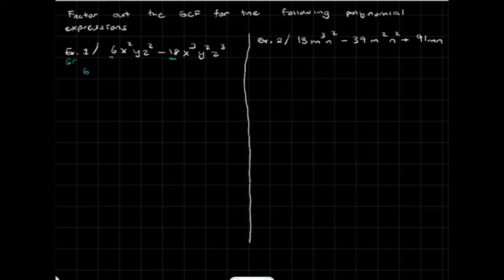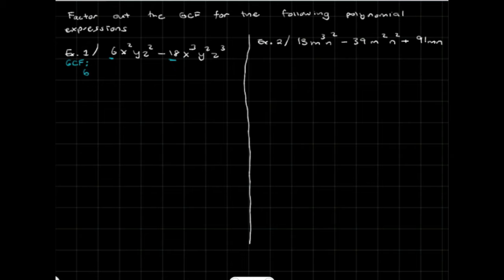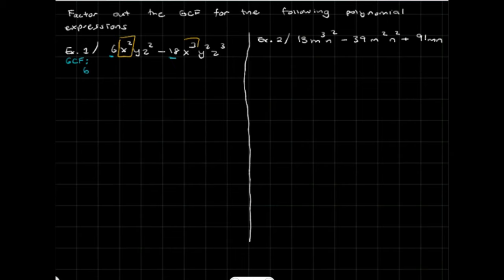So let's take a look at what our greatest common factor is. And you want to look at this piece by piece. So just by looking at the coefficients, the greatest common factor between 6 and 18 is 6. Then what we want to do is look at all the other common variables. So the next thing I'm going to look at here is this x squared, and I'm going to look at this x cubed.